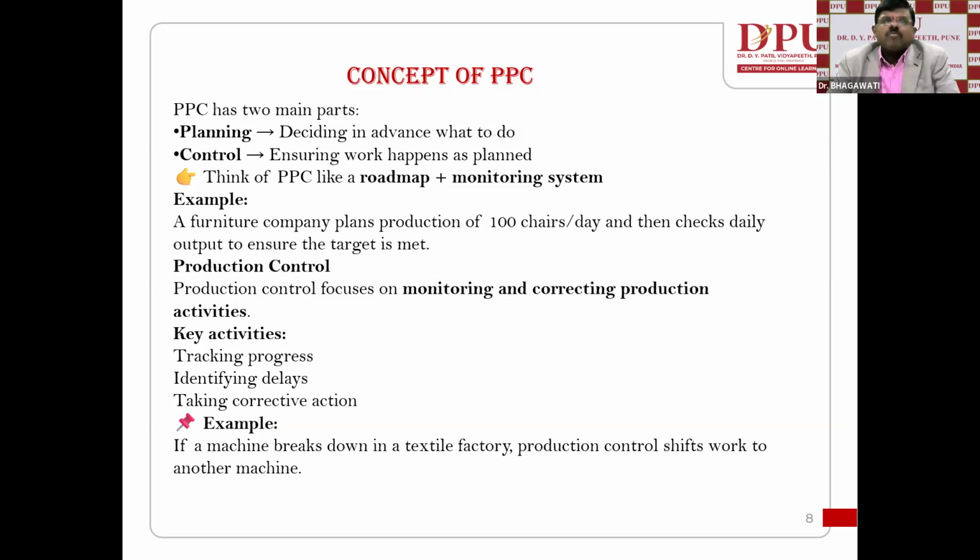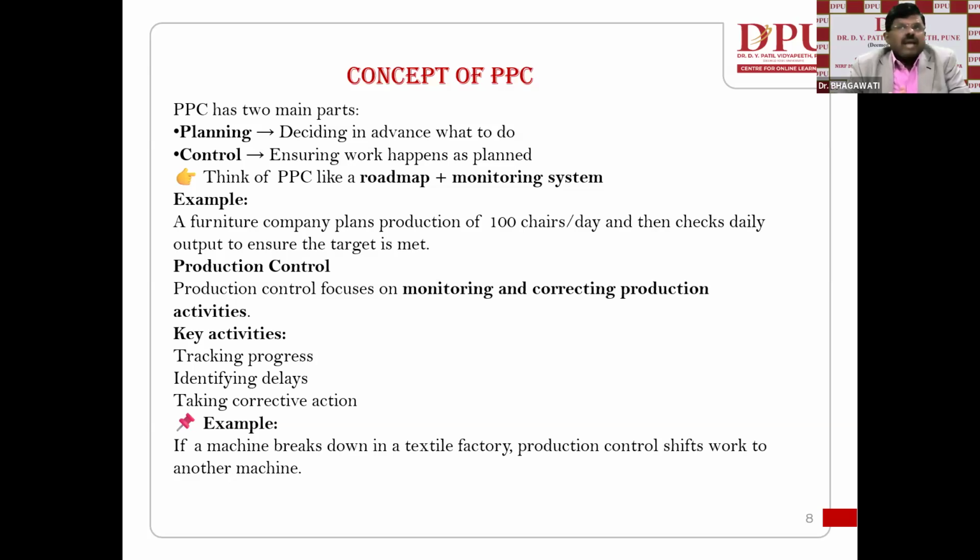Okay. So production control focuses on monitoring and correcting production activities. Production control is focusing mainly on the monitoring activity and correcting the production activity. Here, what are the key activities? Important activities in production control are tracking the progress. To track the progress, the production planning engineer or a manager, depending upon the size of the company, has to track the progress.